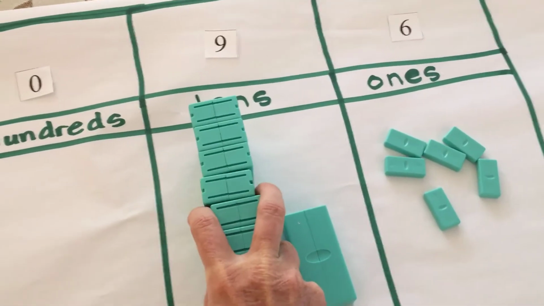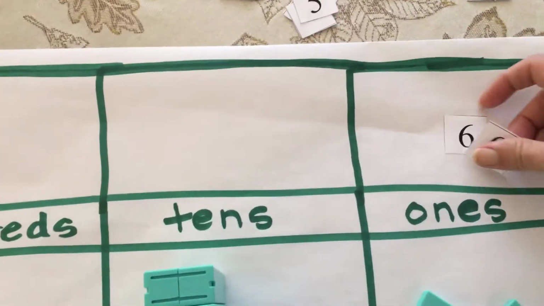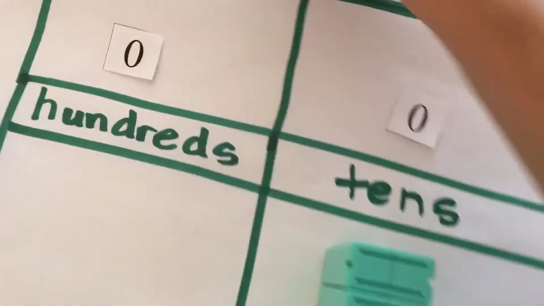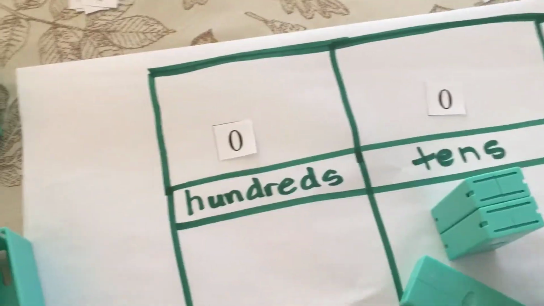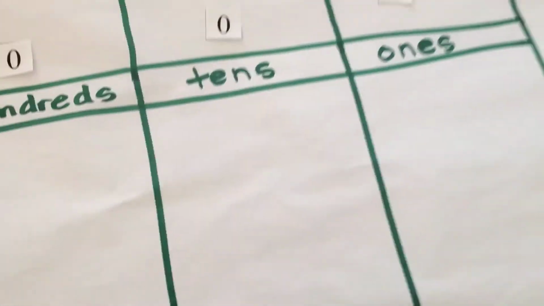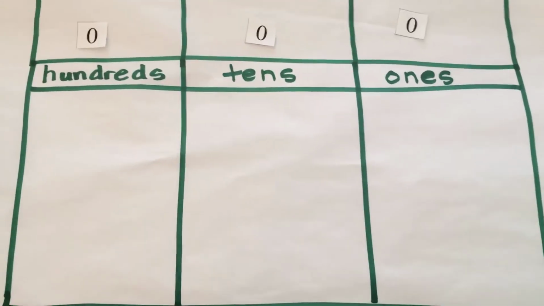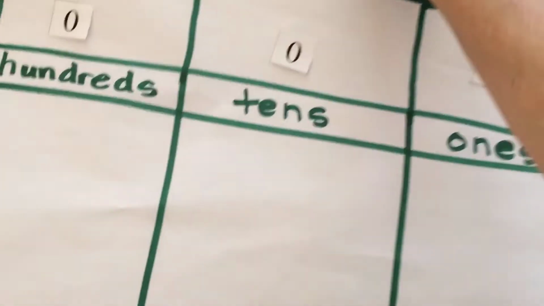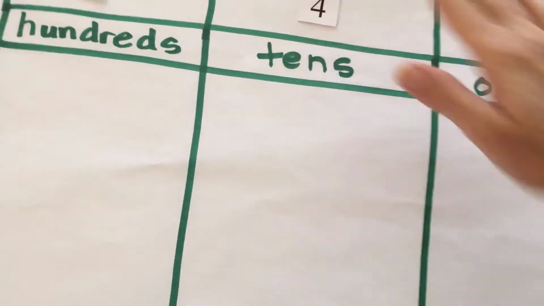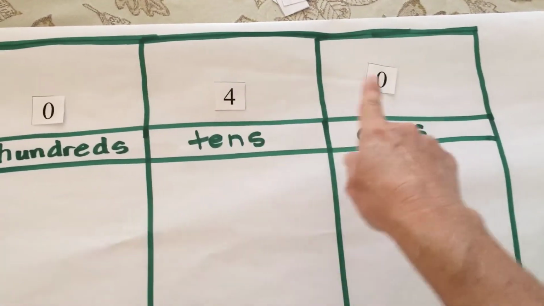So the idea for this one, I'm just going to clear this out now. Just put 0 in everything. Take all these off. The idea is to show the different values. So if I were doing this with kids, I would say, okay, show me 4 tens.